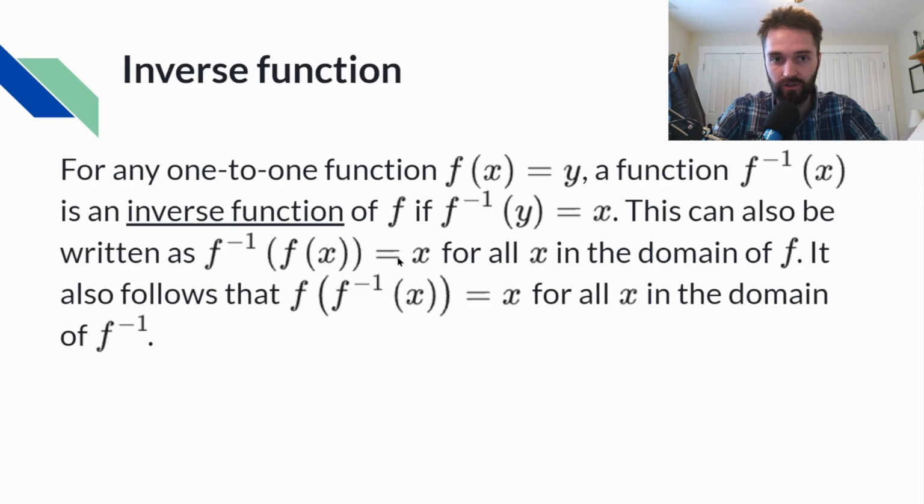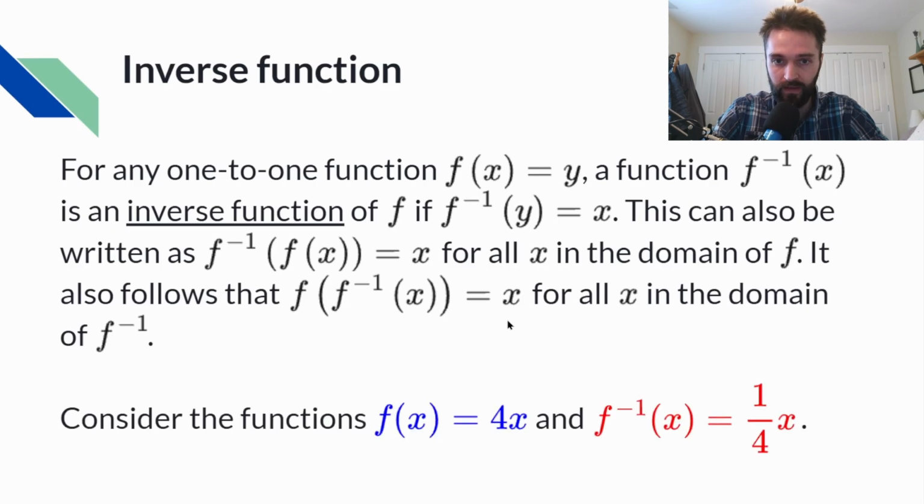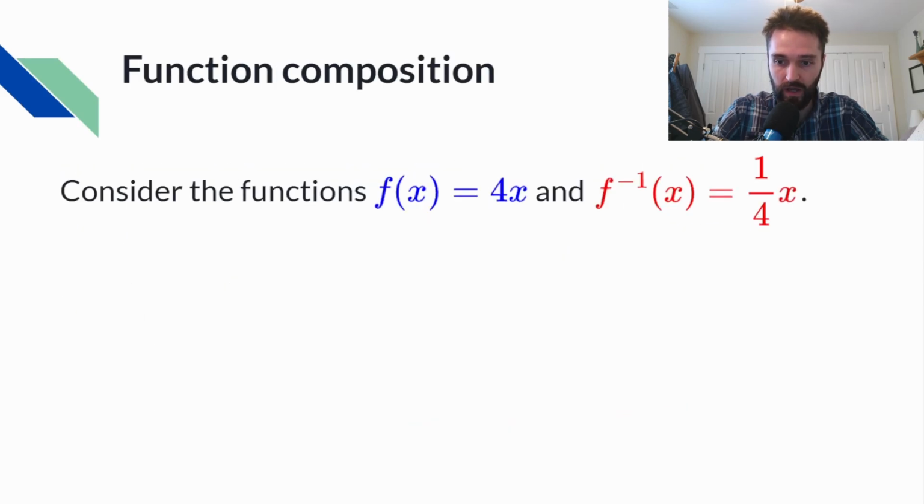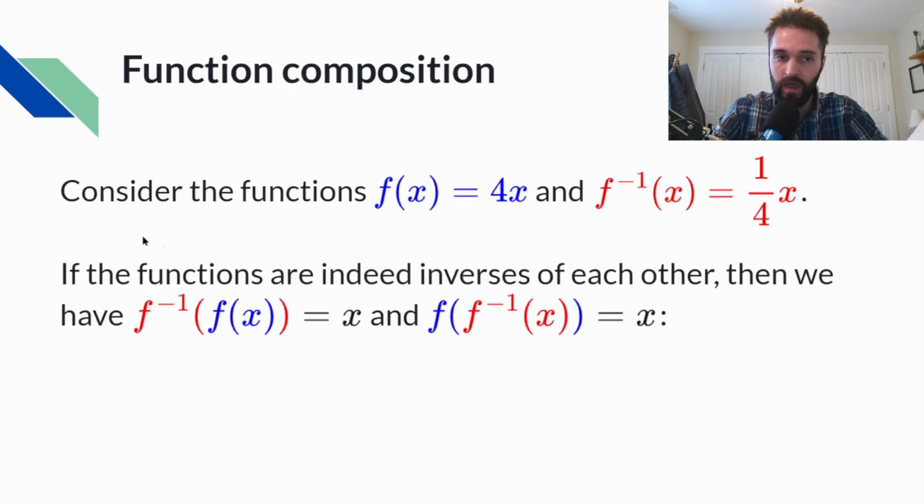So let's take a look at the function composition. Let's see what's happening with that. And let's use two specific example functions to analyze this. We've got the blue function f of x and the red function f inverse. Let's take these functions to the top of the screen. If the functions are indeed inverses of each other, then we have this equation and this equation. Both of those equations should be satisfied. So let's try it out.